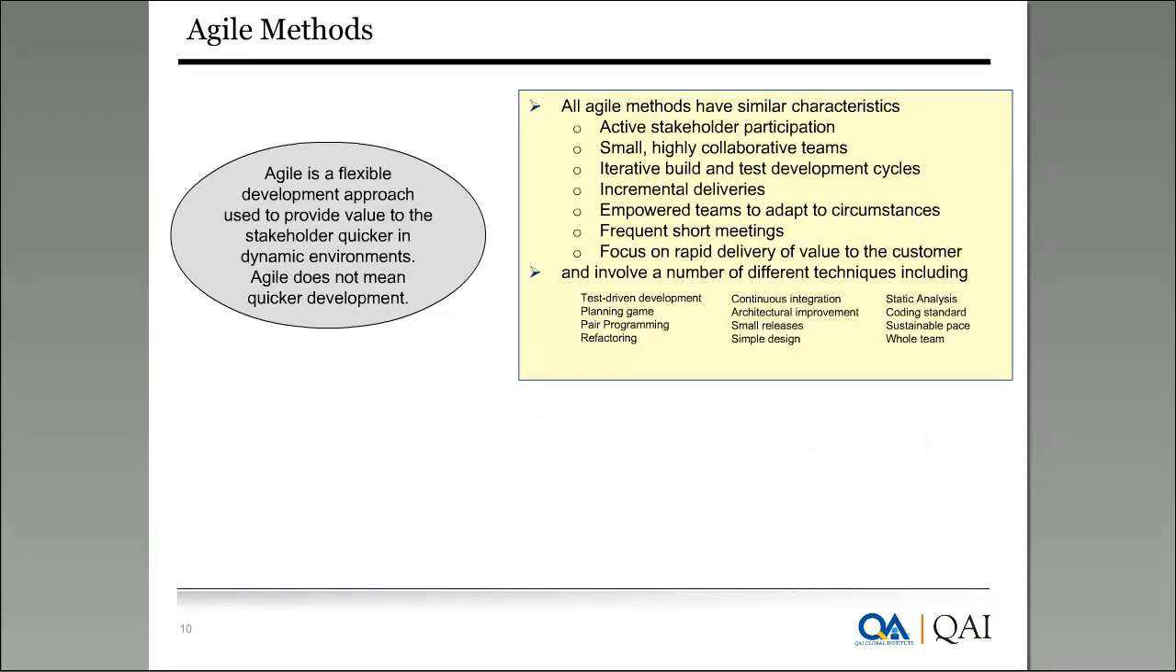If you look at slide number 10, agile is a flexible development approach used to provide value to the stakeholder quicker in a dynamic environment, because the requirements, the product backlog items, are prioritized based on business value. So the team takes up the high priority requirements and delivers them in time boxed sprints, typically 2 to 3 weeks in duration. It requires active stakeholder participation, and it is typically highly collaborative small teams. We will have lots of build and test development cycles and incremental deliveries. Any method which proposes these characteristics is called an agile method.